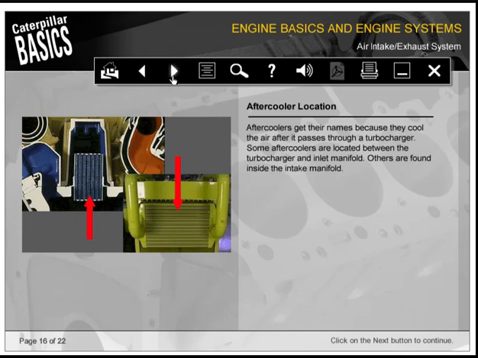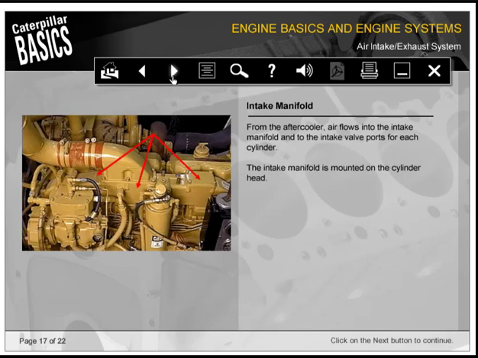Aftercoolers get their names because they cool the air after it passes through a turbocharger. Some aftercoolers are located between the turbocharger and inlet manifold. Others are found inside the intake manifold. From the aftercooler, air flows into the intake manifold and to the intake valve ports for each cylinder. The intake manifold is mounted on the cylinder head.